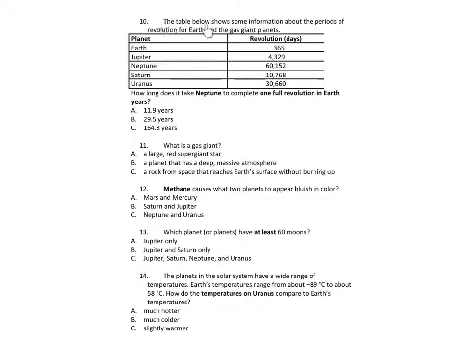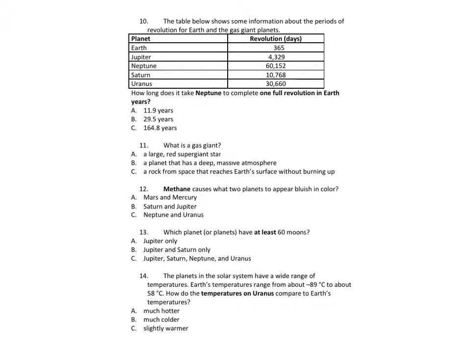Number 10. The table below shows some information about the periods of revolution for Earth and the gas giants. How long does it take Neptune to complete 1 full revolution in Earth years? A. 11.9 years. B. 29.5 years. C. 164.8 years.